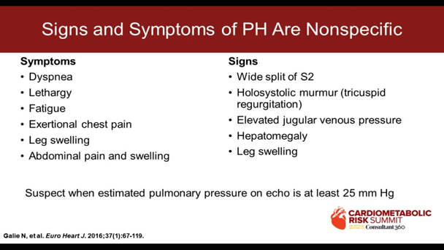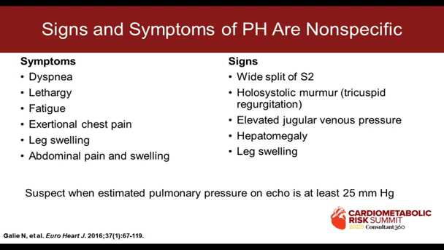What you don't see in pure PH is rales, right? Or in PAH, you don't see rales. If you hear rales on exam, that is a sign of left-sided heart failure, right? That's blood backing up into the lungs. So rales is a really helpful clinical sign at distinguishing the cause of that patient's pulmonary hypertension. It's usually associated with left-sided heart failure.